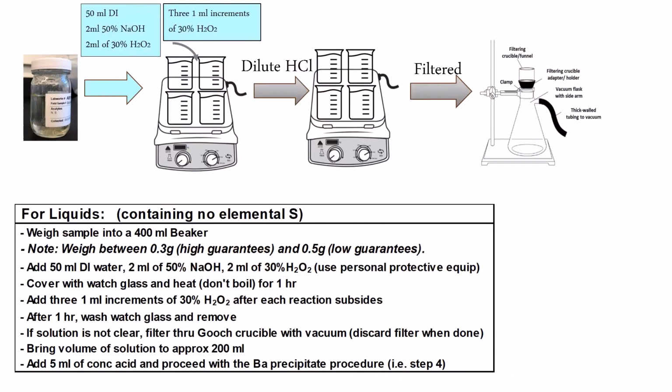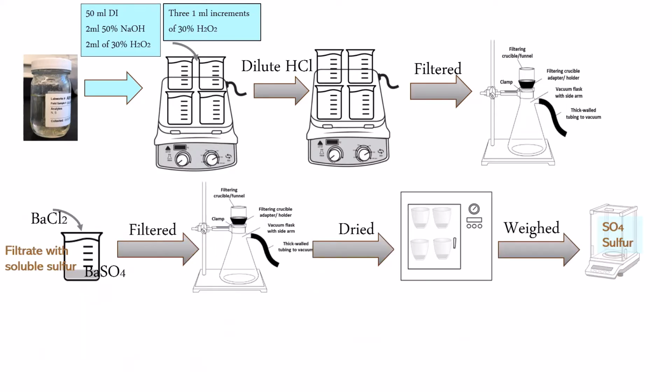If liquid fertilizers are analyzed, add 50% sodium hydroxide and 30% hydrogen peroxide prior to acid digestion according to the instructions here. This is done to oxidize sulfur to sulfate prior to precipitation step. Proceed with barium precipitation procedure. Total sulfur is defined as sulfate-sulfur, therefore, no elemental sulfur analysis is needed.